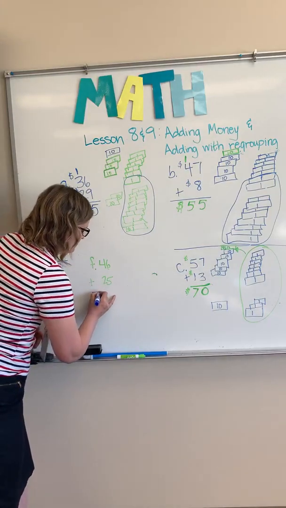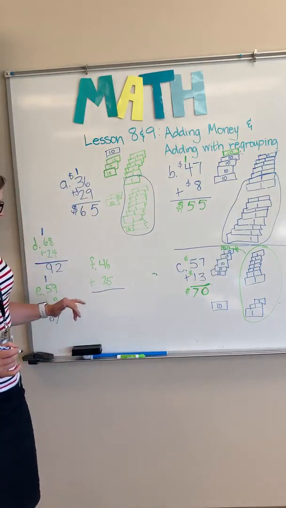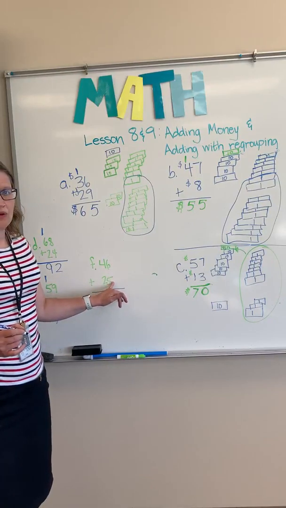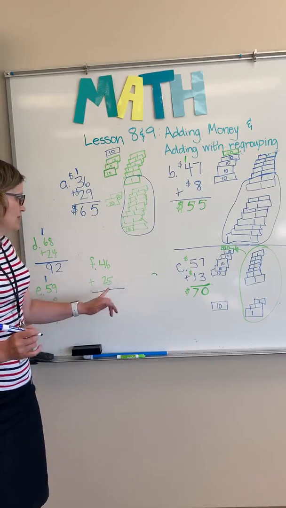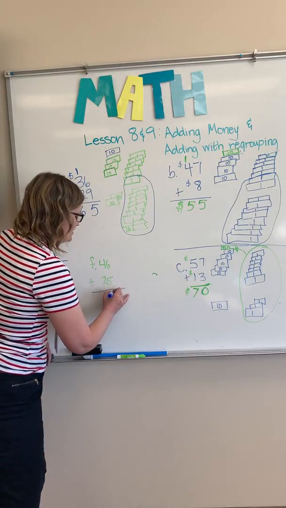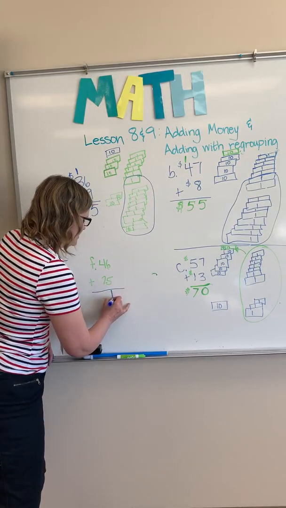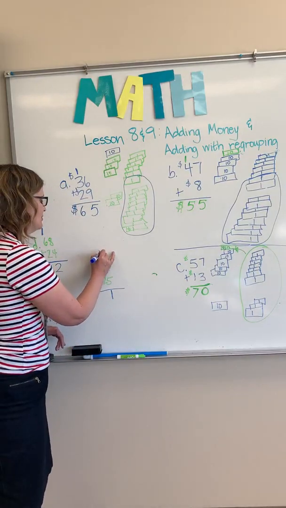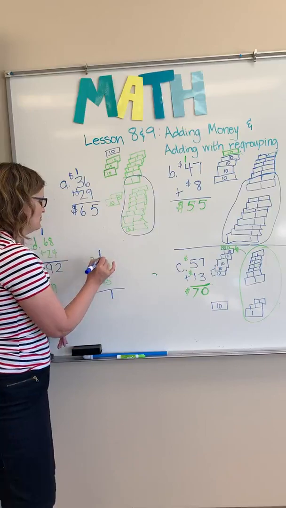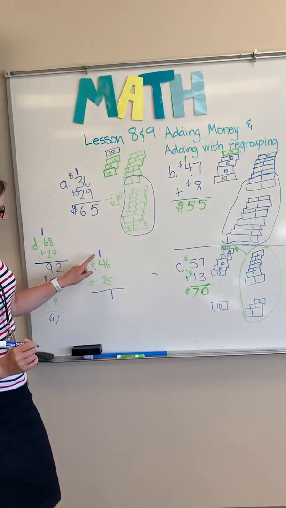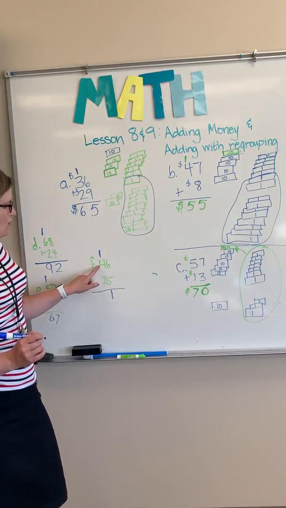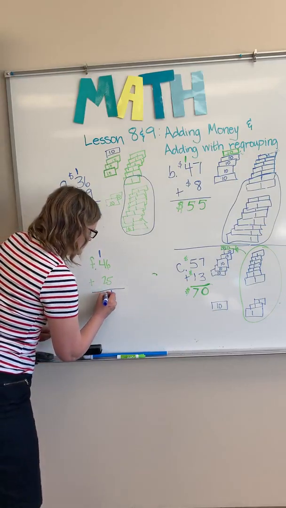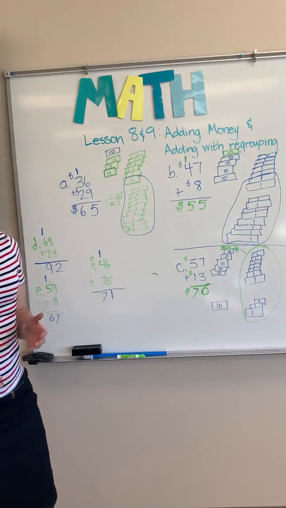Now, our next one, 6 plus 5 is 11. So I know that it's 11. I put my 1 here for the 11, and I have one group of 10, and I move it over above the tens. 2 plus 4 is 6, plus 1 is 7, so the answer is 71. And there you have it.